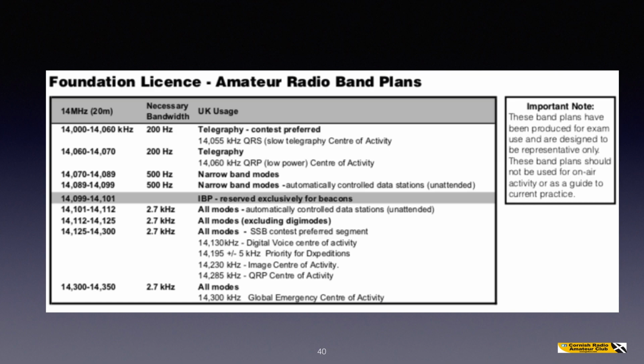So if you're looking for telegraphy, in other words, Morse, and you want to be in a contest, then you should be looking between 14 and 14.060 megahertz. In other words, 14 megahertz to 14.060 megahertz. And the necessary bandwidth is 200 hertz. Contest preferred. If you look down there, you will see all sorts of different types of modes and the suggested places where you operate.